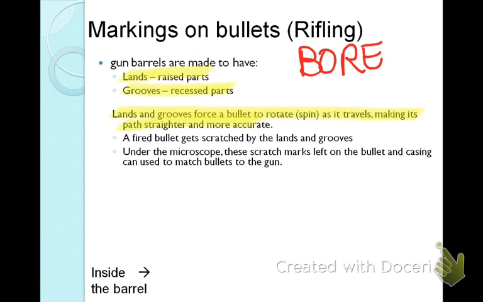Again, that metal-on-metal contact of the bullet against the barrel of the gun, and specifically here against the lands of the barrel, will cause those scratches. And then under the microscope, the scratch marks can be used to match the bullets to the gun.